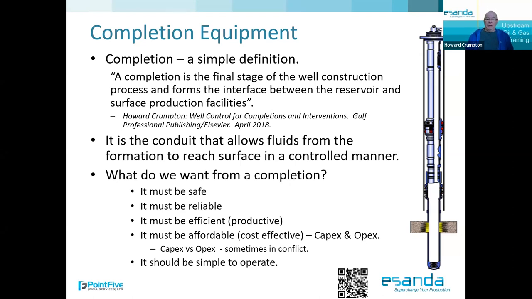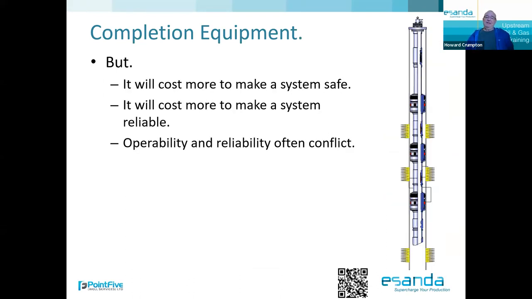We also want it to be reliable. We want it to be efficient. We want our wells to be very, very productive. And we need it to be affordable. And there are some buts here, because to make a system safe, it's going to cost more. For example, if I can make a system more safe by putting a downhole safety valve into the well, a downhole safety valve made from high grade materials, a nickel alloy, will cost perhaps as much as $250,000. So we're adding significantly to the costs by introducing safety.